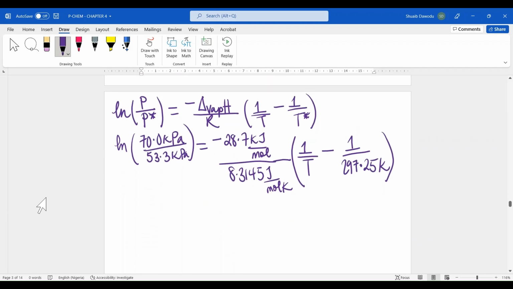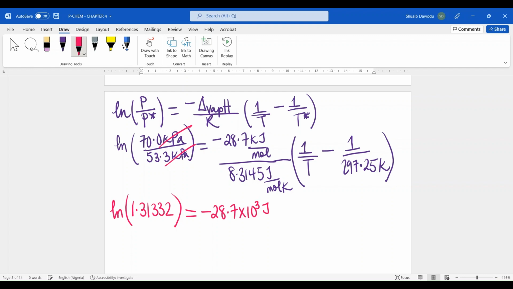So yeah, that's basically what's going on. You cancel out the kilopascal, cancel out the kilopascal. So we have ln of 70 divided by 53. When you put it in the calculator, you end up getting 1.31332, which is equal to minus 28.7 times 10 raised to the power of 3 joule per mole. I just want to write this step by step, divided by 8.3145 joule per mole Kelvin.